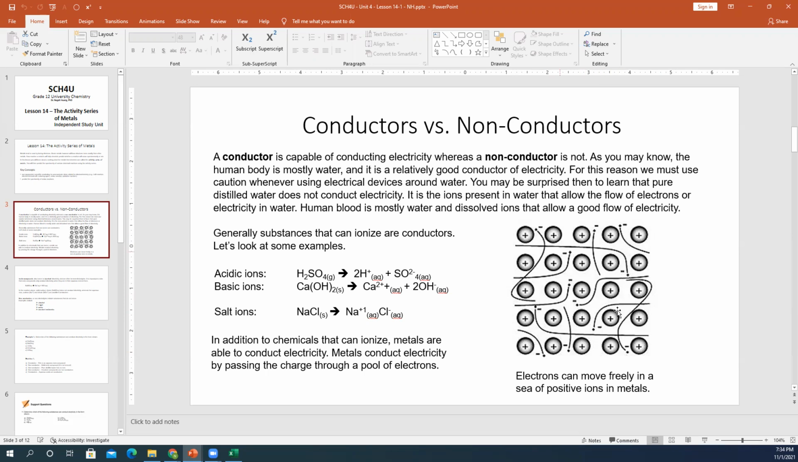So that is why metallic solids, metals, are good conductors of electricity, because they have these freely moving electrons. These electrons aren't necessarily associated with any single nucleus, but are very much free flowing among this sea of positive metal ions.